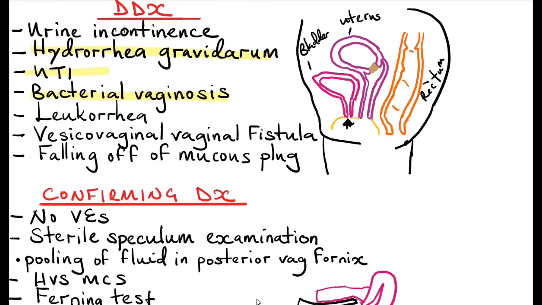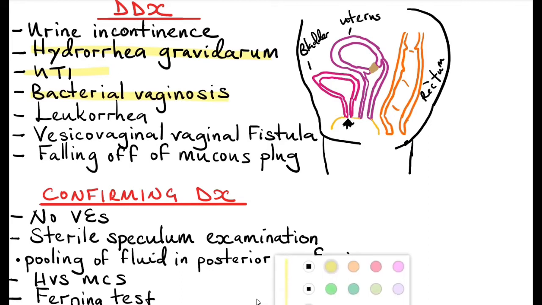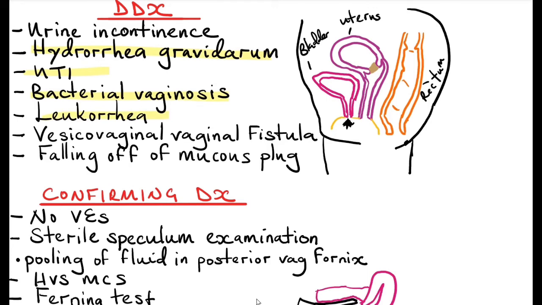So there's overgrowth of normal flora. It's also associated with vaginal discharge. In leukorrhea, you have normal odorless vaginal discharge from the vagina. It may be white or yellowish in color.